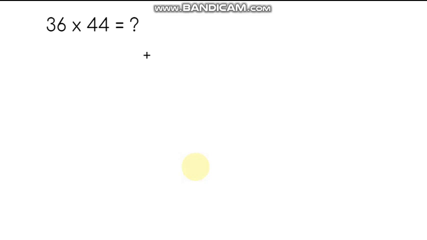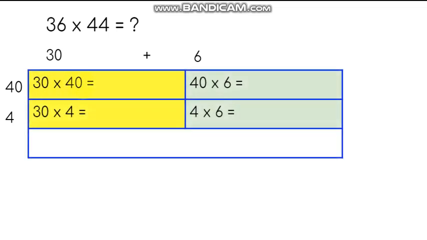Now how about if it's 2 digits times 2 digits? What should we do? Okay, so 36 is just the same as 30 and 6, and 44 is the same as 40 plus 4. We put the distributive property concept in a table. So we have 30 times 40, and then 30 times 4. Then 40 times 6, and 4 times 6. So you have this one.